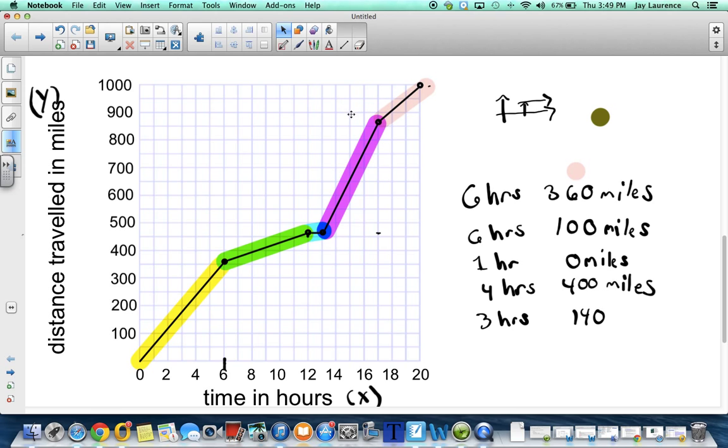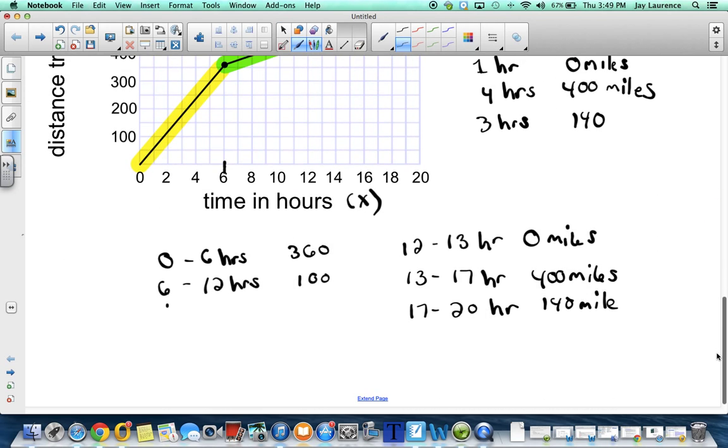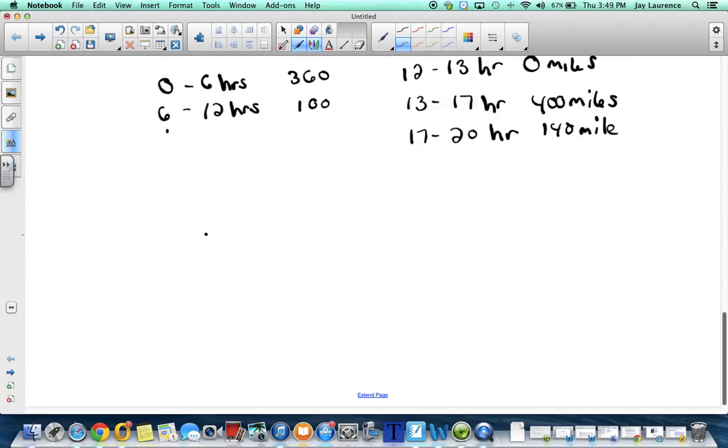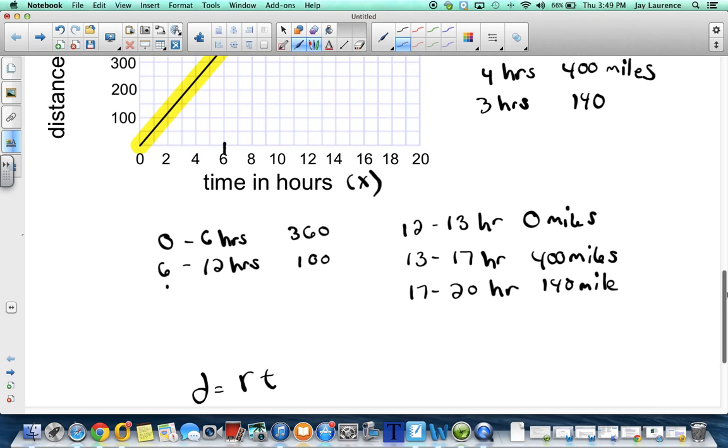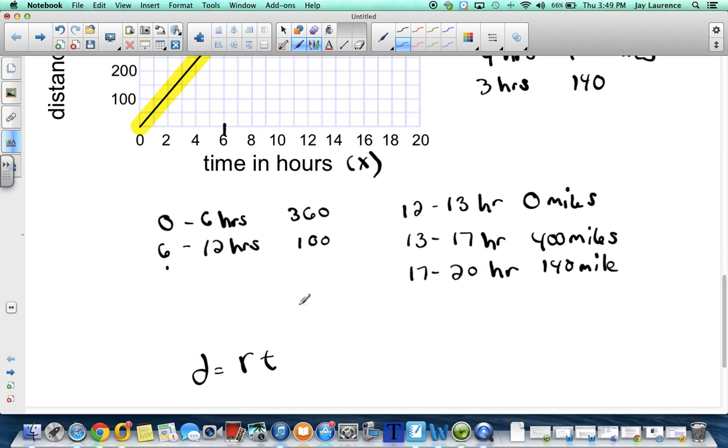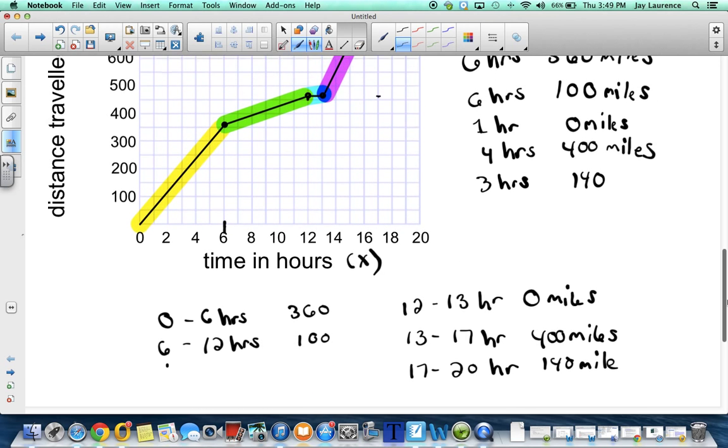Well, we can figure out their average speeds. We use a very famous equation. You'll see it in science this year. It is called distance equals rate, or speed, times time. Now, this is just an equation. D is for distance, R is rate or speed, and T is time. And if we know two of the three variables, we can figure out the average rate. So let's try to figure out the average rate for the yellow segment.